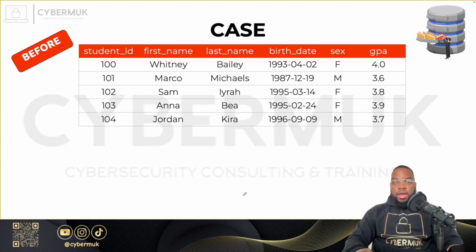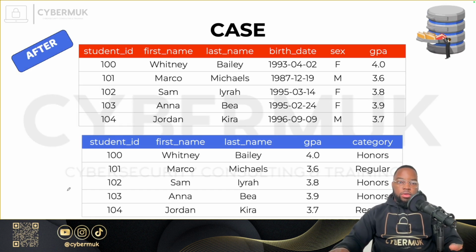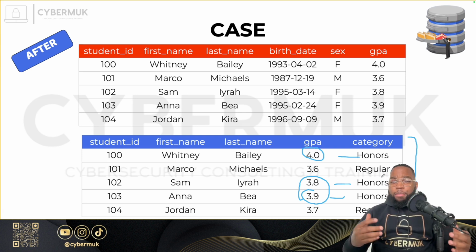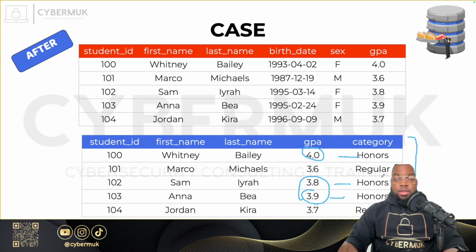So this is what it looks like before and after. So we said select student ID, first name, last name, GPA, and we wanted this condition. So whoever has a GPA of 3.8, 3.9 or 4 has honors, and the rest regular. And now you can try more examples to see if this makes sense.